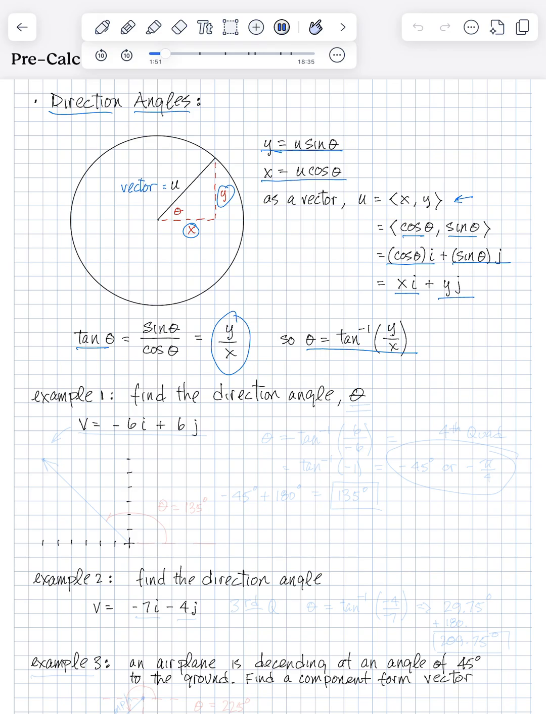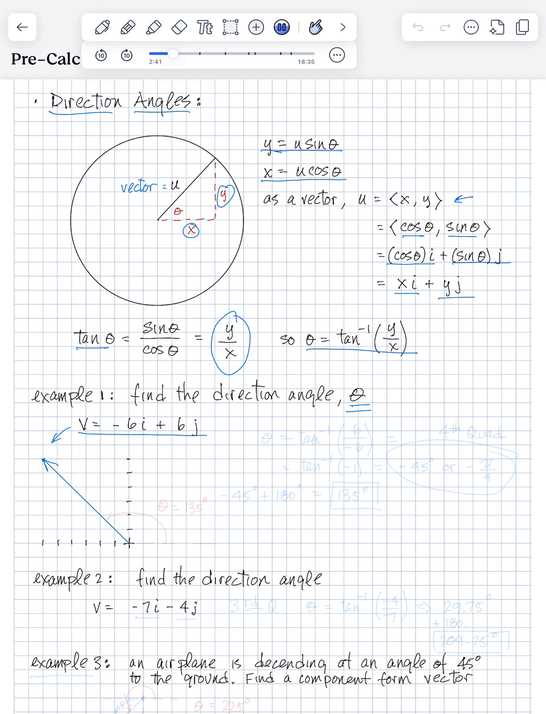It says find the direction angle, and here's the vector, negative 6i plus 6j. What's important is that you know what quadrant this vector is in. Since here we have a negative 6i, we're going left 6 spots, and plus 6j would be up. So if we draw the vector from the origin, it's just going to be right here. Obviously, this is in the second quadrant, so we are looking for a value of theta that is in the second quadrant.